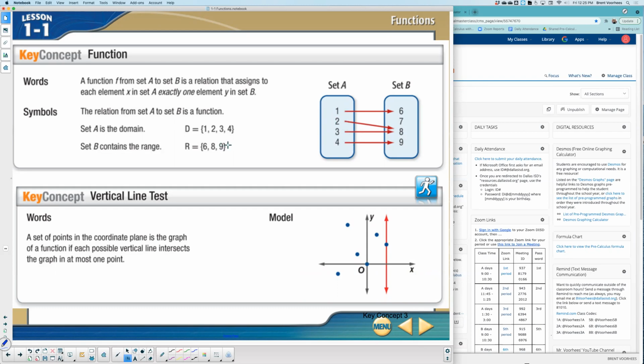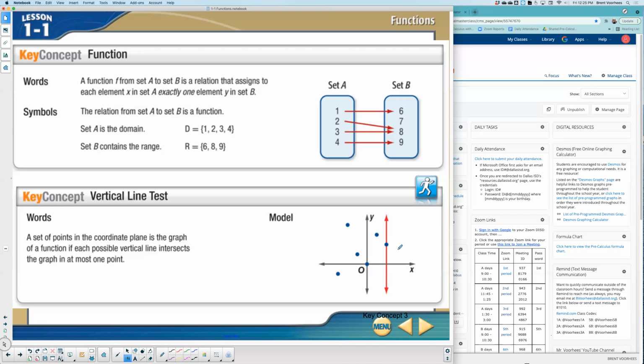What would not be a function is if the domain had two values. This would no longer be a function if this had an arrow there. That's no longer a function because 2 is used twice. So each element of the domain is only used one time. Graphically, you could use a vertical line test to determine if it's a function or not.